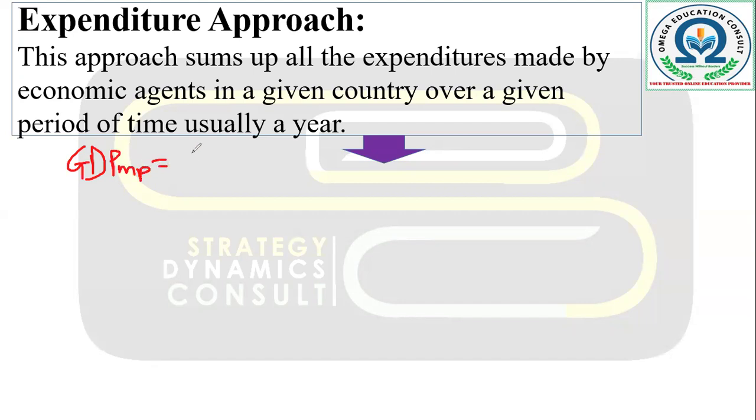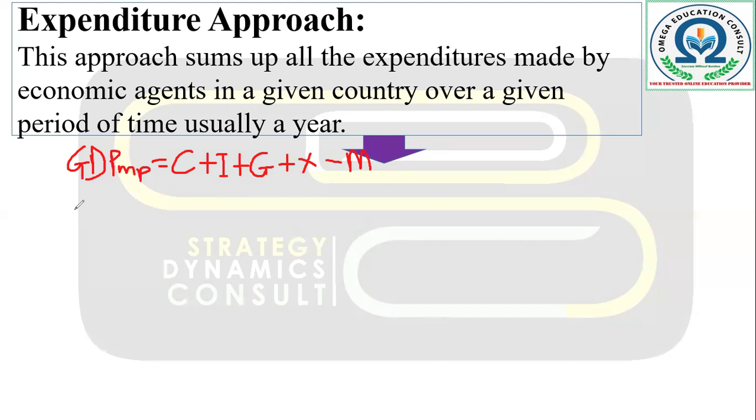And we'll compute that by summing up all consumers' expenditure, C, and then we add the investment expenditure, I, which refers to the expenditures made by firms in the production of goods and services. Then we add that to G, which is government expenditure. Then we add all the value of exported goods and services out of the country, X. And then we deduct the value of all imported goods and services into the country, M. So that gives us the gross domestic product at market price.